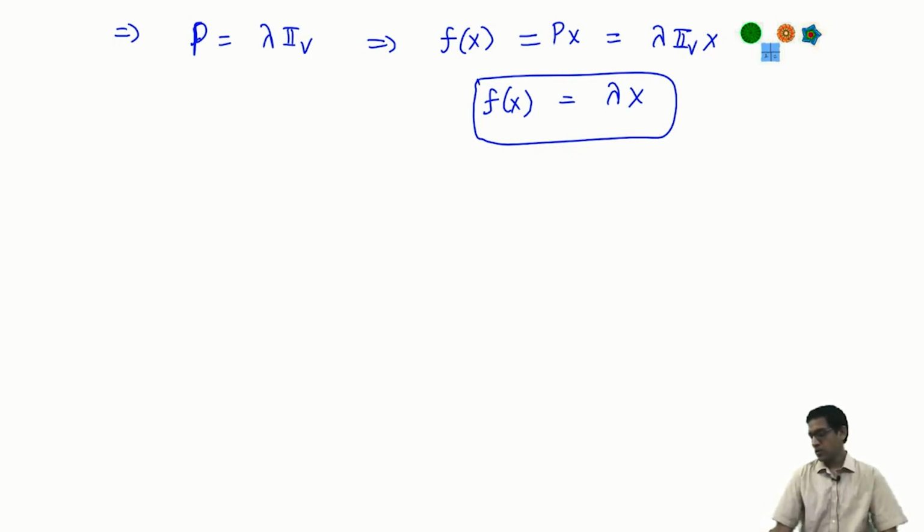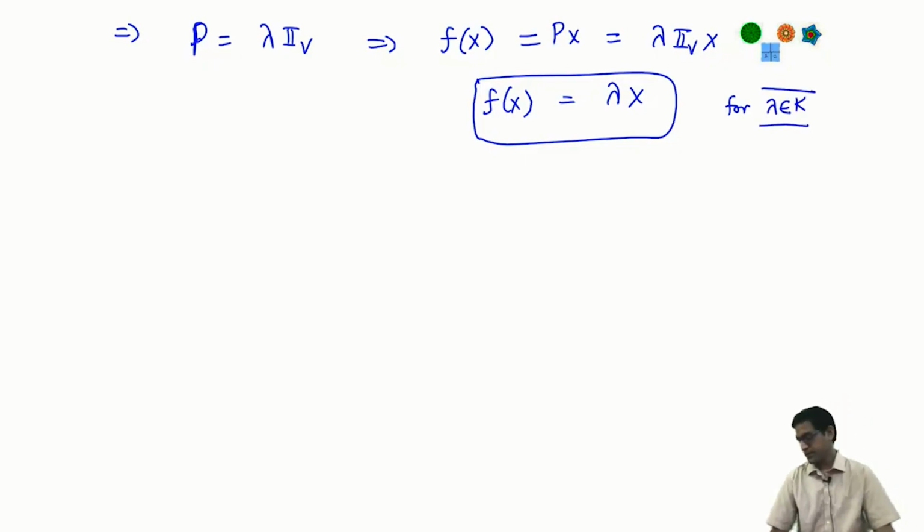Okay, so what we concluded is that the only homomorphisms from K^n to K^n are the scaling homomorphisms, okay, the maps which send a vector x to some multiple of x. Okay, and that multiple lambda is of course some fixed. So for some fixed lambda, for lambda in K. So if I choose different lambdas, of course I get different scaling operators.